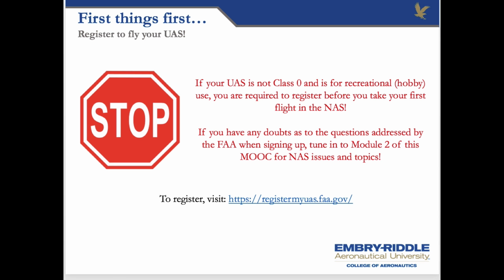So first things first, before we go on. For those of you that are recreational or hobby users, and the UAS that you have is not a zero class, under 0.55 pounds, then you're required to register before you take your first flight in the National Airspace System. If you have doubts about that, go to the FAA link, which is provided below, and that's very easy to do. It takes maybe 3 to 5 minutes to register yourself to fly a UA. And then you'll be able to get a standard registration number for any UAS that you fly.